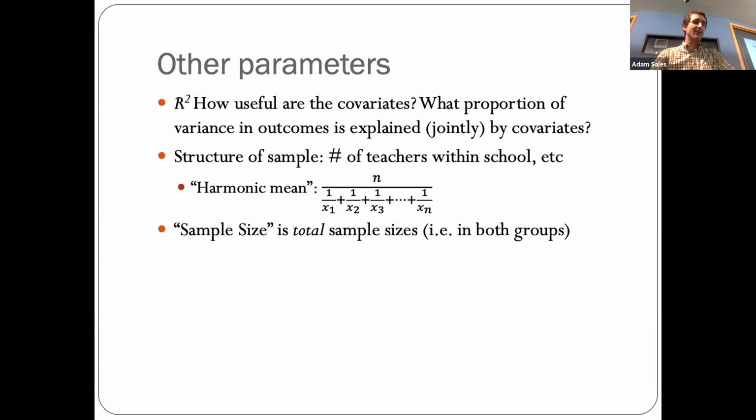Are they English language learners? Do they get free or reduced price lunch? Whatever. And maybe I measured their pretest. I have a pretest score, right? I have a whole set of these, and all those things might help me predict their outcomes. And the better I can predict people's outcomes based on their covariates, based on these other variables, the more precisely I can estimate a treatment effect, right?